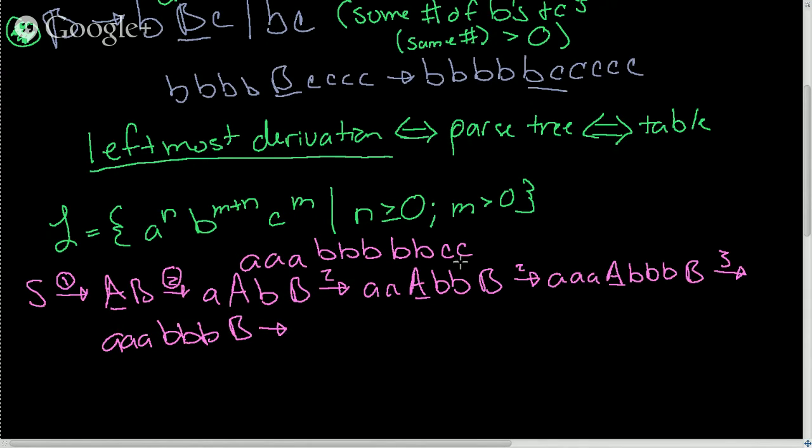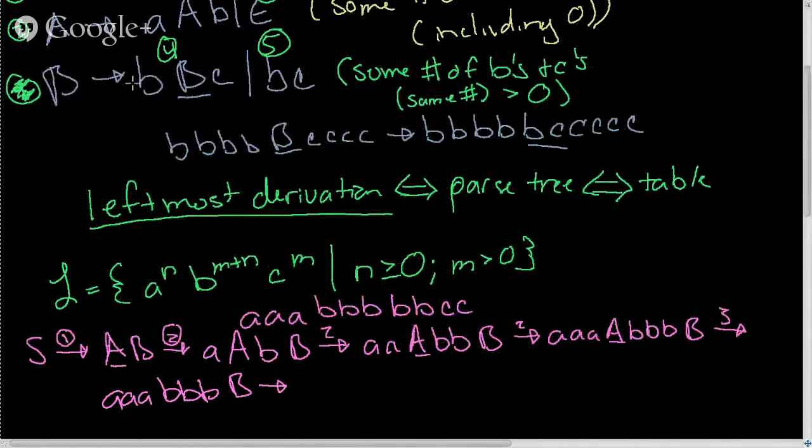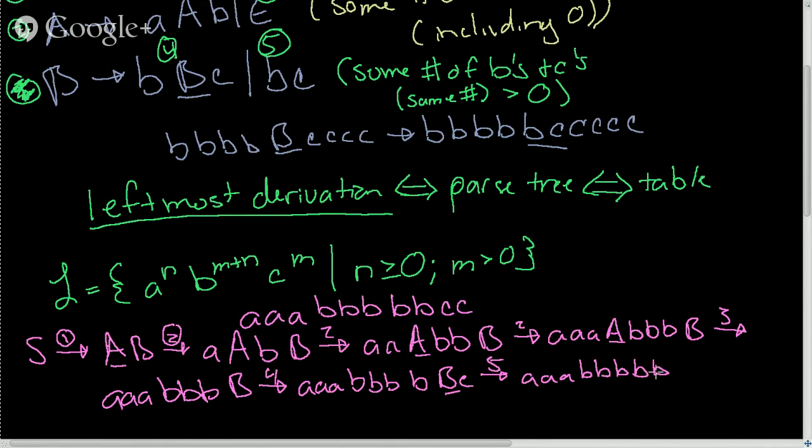Now we need to get 2 more B's and 2 more C's. So let's use rule number 4. Here's rule number 4 right here. So rule number 4 on that B will give us A, B, B, B, B, big B, C. And then if we use rule number 5 on that last B right there, we'll get A, B, B, B, B, B, C, C. And that is our leftmost derivation.